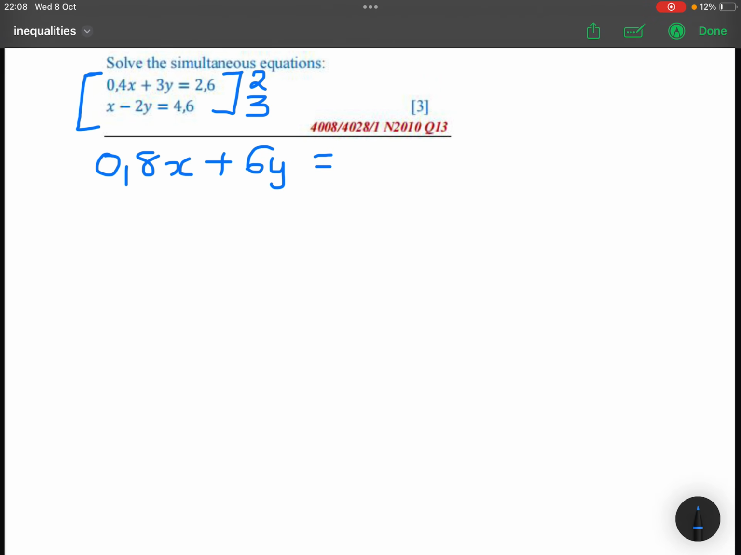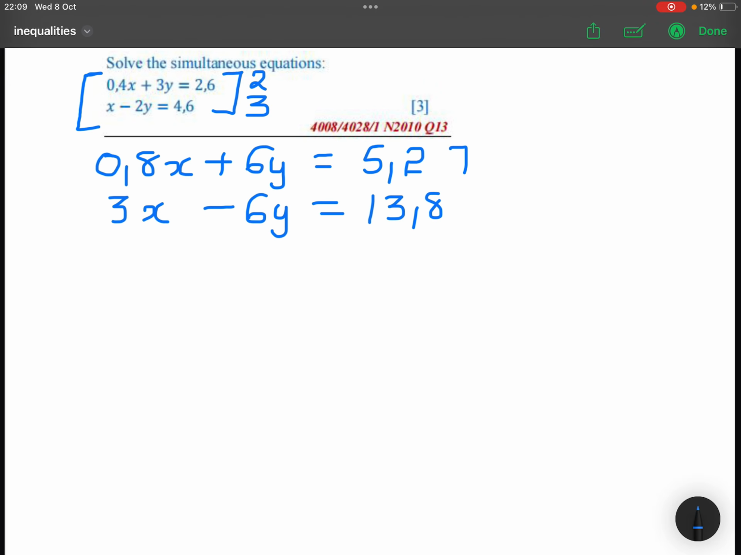This is equal to 2.6 times 2, we get 5.2. And then 3 times x, we get 3x. Here we put a negative 6y. 4.6 times 3, we are going to get 13.8.